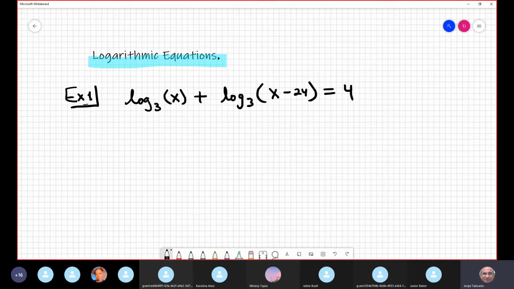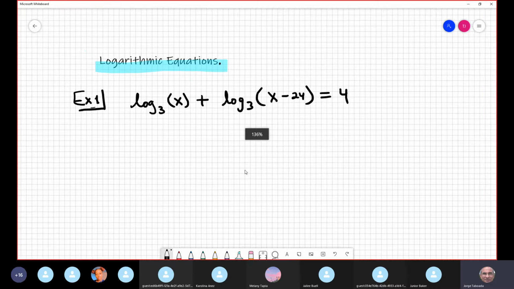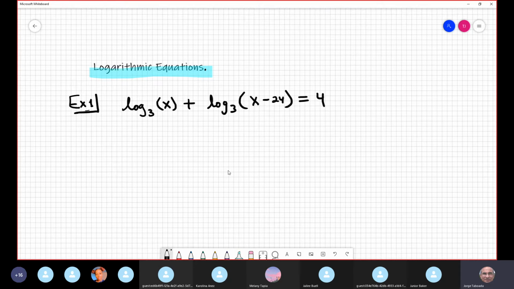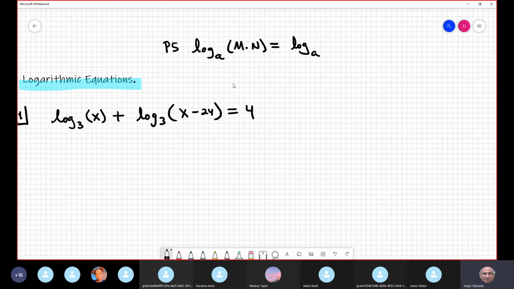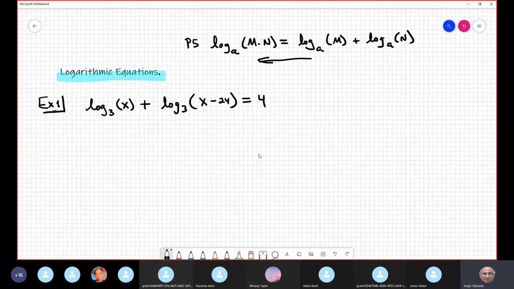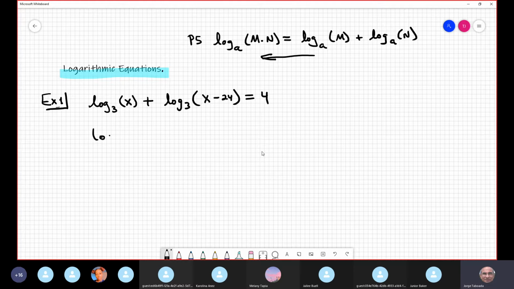Step number 1: condense the logarithmic statement, or the equation that contains 2, 3, 4, 5 logarithms, into only one logarithm. One more time, we apply property number 5, which says the logarithm of any base a of m times n is equal to log base a of m plus log base a of n. The base must be the same. But we apply the property in that direction because I want to condense this into only one, so you write the word log base 3 only one time. Then you open a parenthesis and inside you put the multiplication, this expression times this expression, x minus 24.